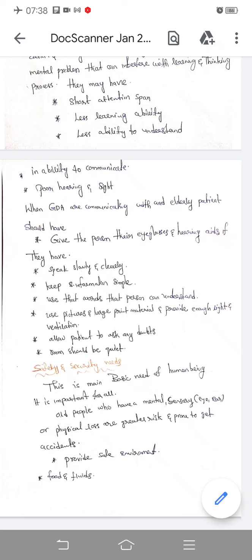Next, provide food and fluids. These old age people want to drink fluids more. So we have to provide more fluids to them.